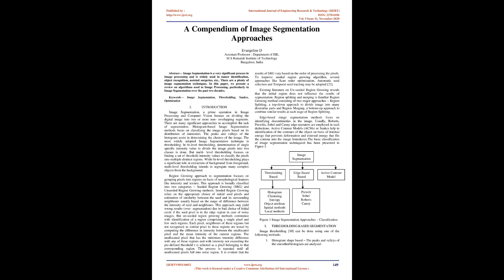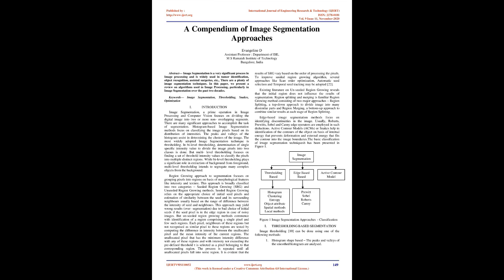But unseeded region growing methods commence with identification of a region comprising a single pixel, and a few such regions. Each pixel, neighbor of these regions but not recognized as similar to these regions, is tested by computing the difference in intensity between the unallocated pixel and the mean intensity of the current regions. The unallocated pixel that has the minimum intensity difference with any of these regions, and with intensity not exceeding the predefined threshold T, is selected as a pixel belonging to that corresponding region. The process is repeated until all unallocated pixels fall into some region.